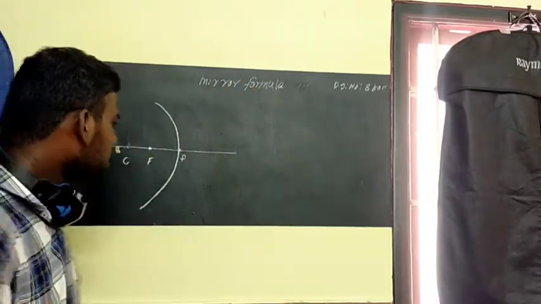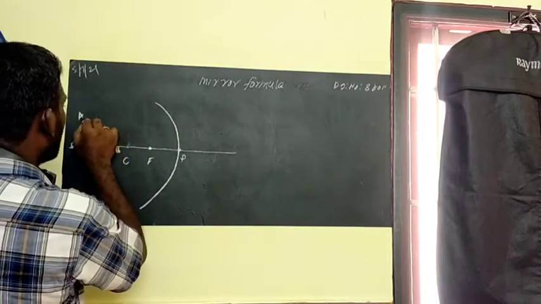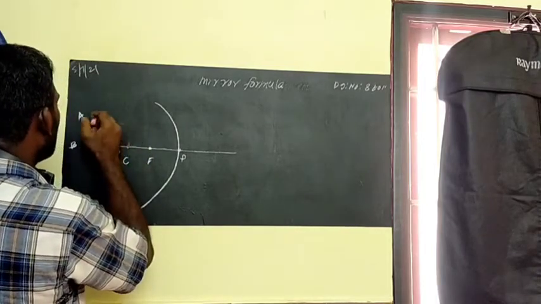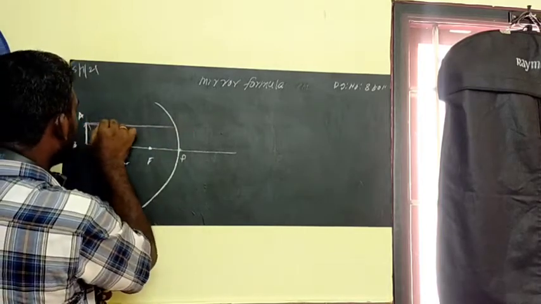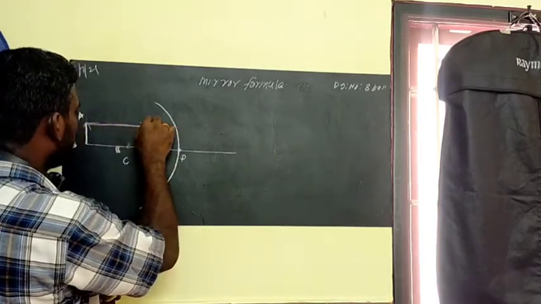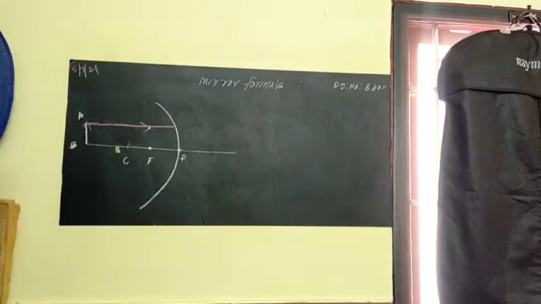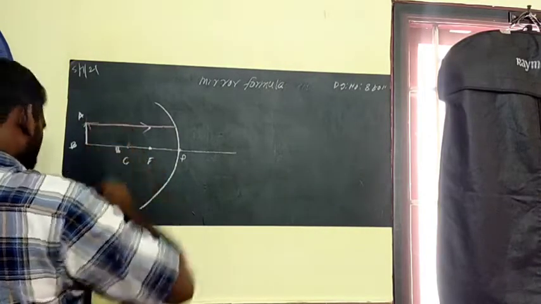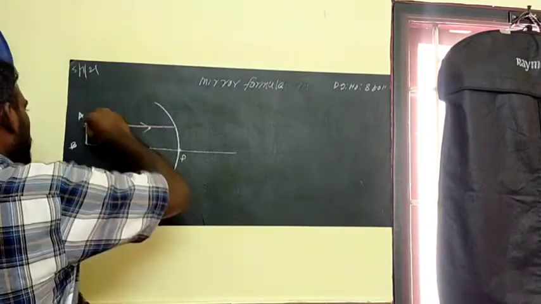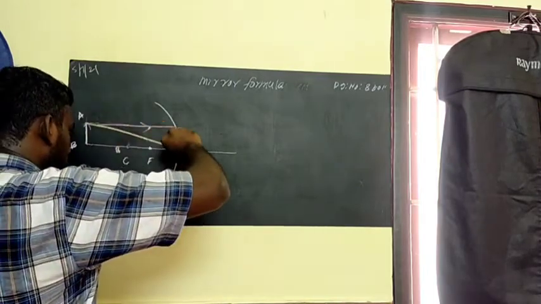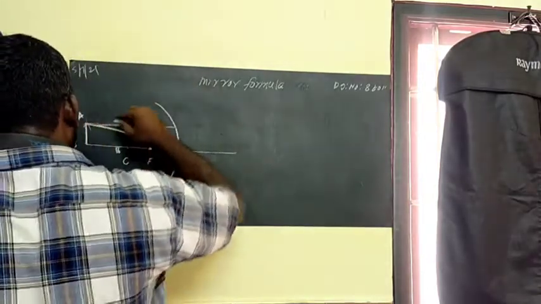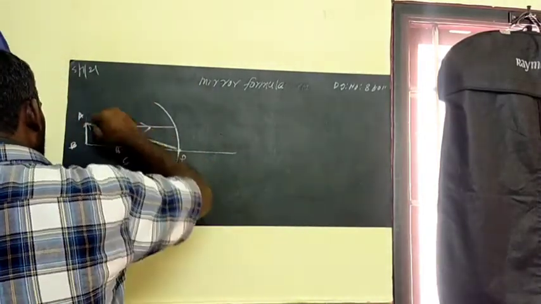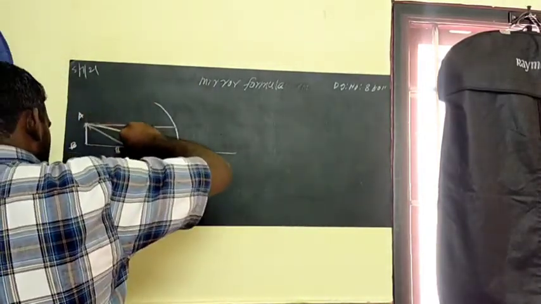So here you can see that one ray is going parallel to the principal axis. This is parallel to the principal axis. Okay, is that clear? The next one, another ray, it passes through the pole. Is that clear? And another ray, it passes through C. Here we got the C. It passes through C.